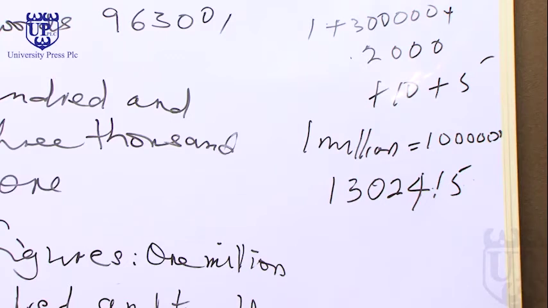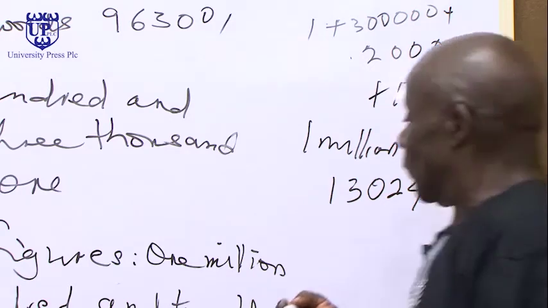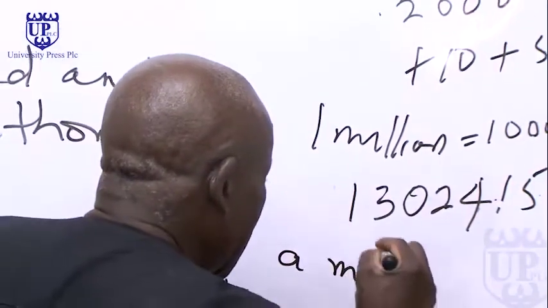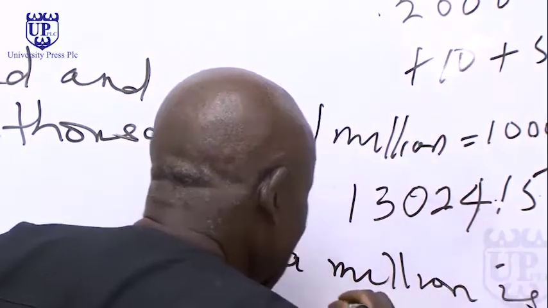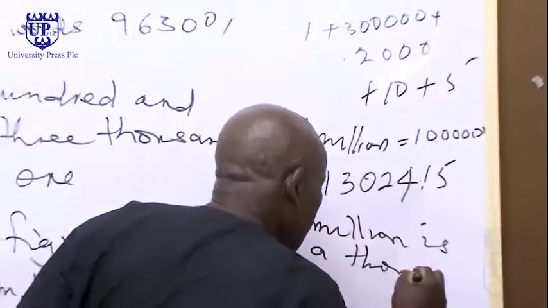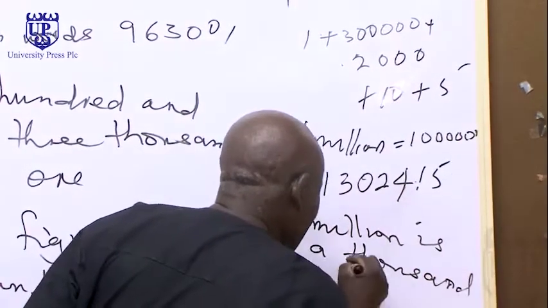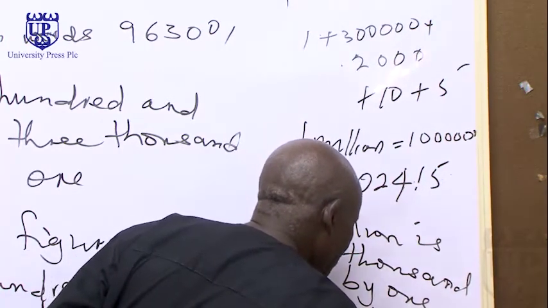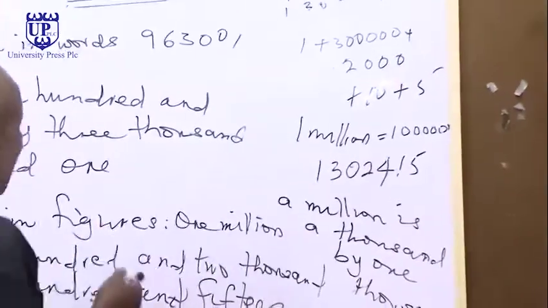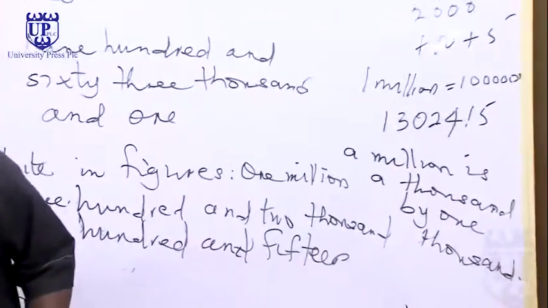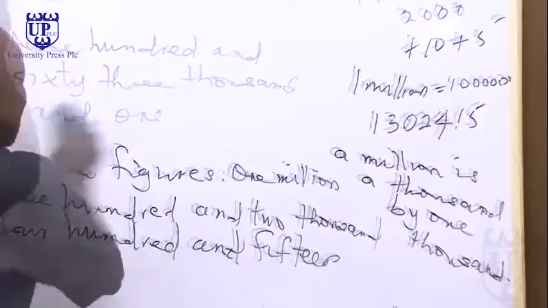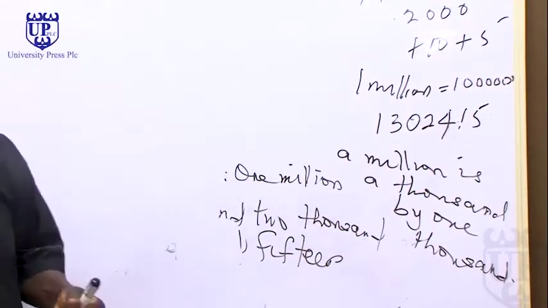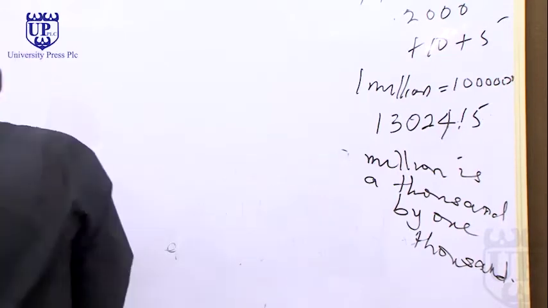Please take note. A million is 1,000. I will write it here. A million is 1,000 by 1,000. Now, 1,000 by 1,000. You will think, why is it 1,000 of 1,000 and how is it written? 1,000 of 1,000.